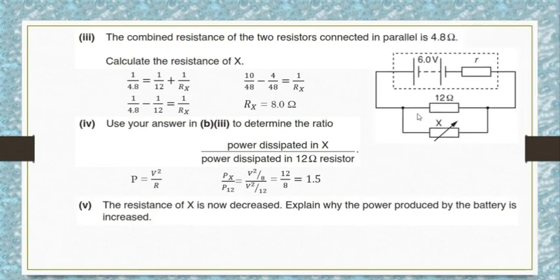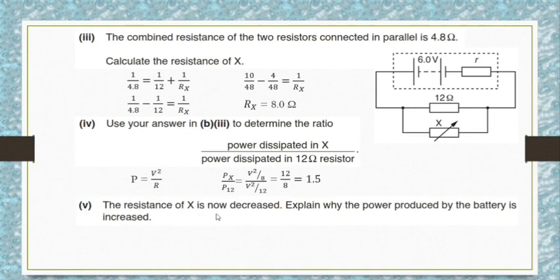In a parallel connection, V is the same. So when I use Px over P12, V squared over 8 divided by V squared over 12, I can just cross V squared out because they are the same. So Px over P at 12 ohm is equal to 12 over 8. It will be equal to 1.5.